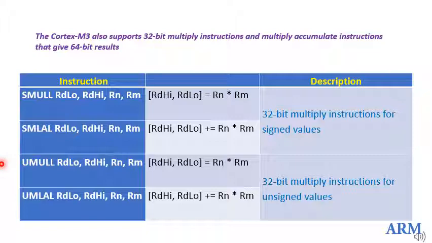Whereas for unsigned values, the instruction is UMULL. This is for unsigned multiplication of 32-bit values. RdHi and RdLo are going to hold the 64-bit result. And for multiply and accumulate, the instruction is UMLAL. This is going to accumulate the previous value and add the currently computed product. So these two instructions, UMULL and UMLAL, are the 32-bit multiply instructions for unsigned values.